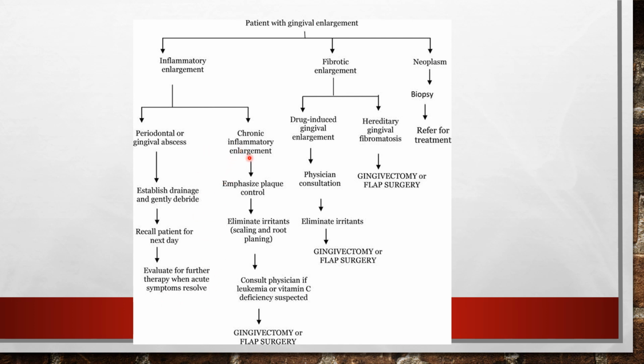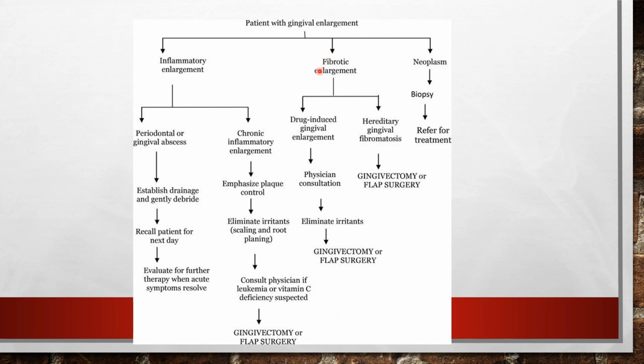So that is the acute gingival enlargement. Under chronic, as you know, that is mainly due to plaque deposition. So emphasize plaque control, eliminate irritants by scaling and root planing, and consult a physician if leukemia or vitamin C deficiency is suspected. And if there is persistent gingival enlargement even after the removal of irritants and after ruling out other factors, we can go for gingivectomy or flap surgery according to the case demand.